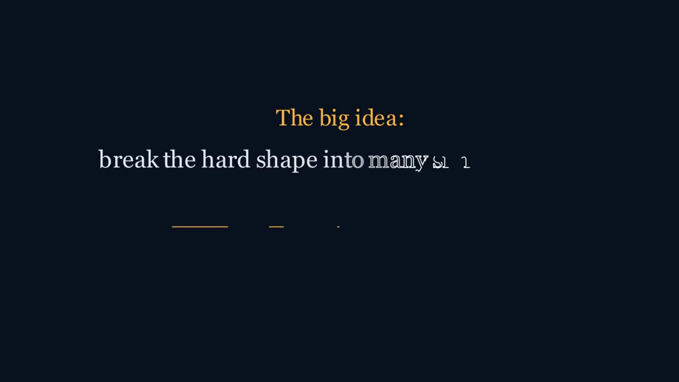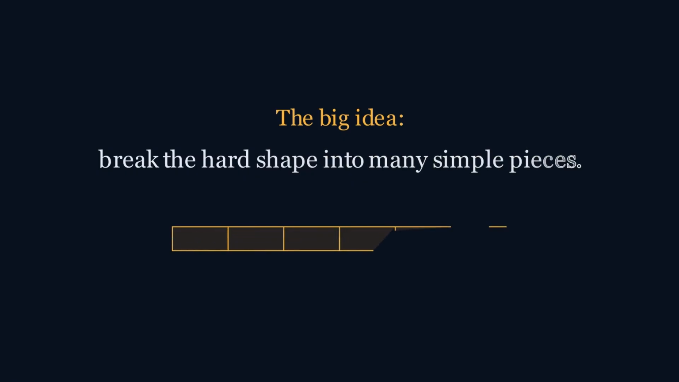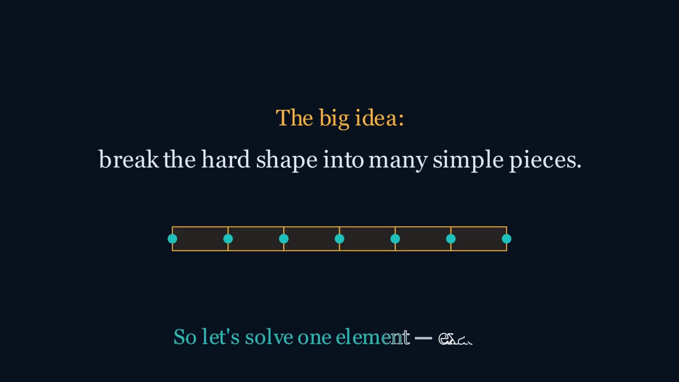The finite element method's whole idea is this: if you can't solve the hard shape, chop it into many small, simple pieces, elements, each easy enough to handle exactly. Solve the pieces, stitch them together, and you've solved the whole. And it all starts with understanding a single element. So let's build one from scratch.